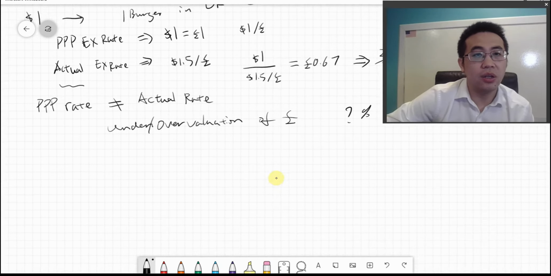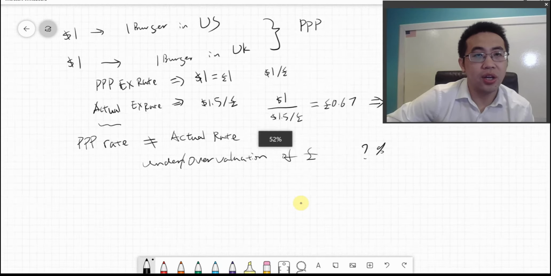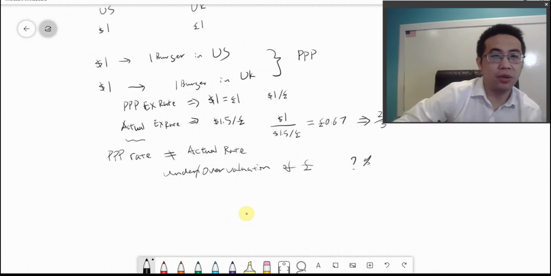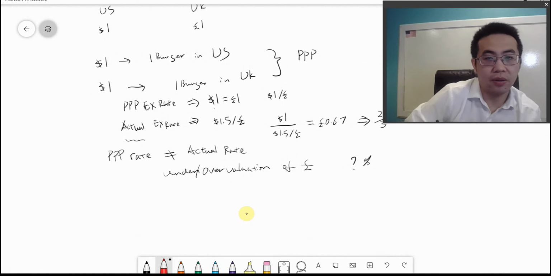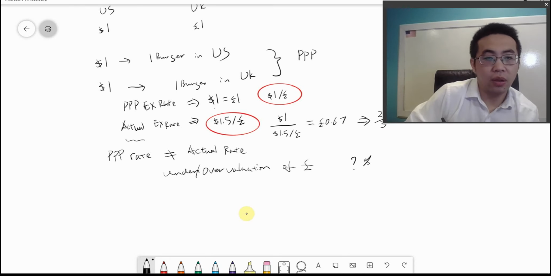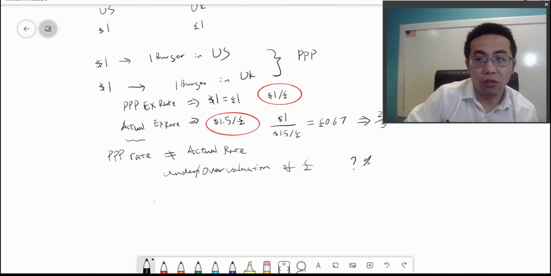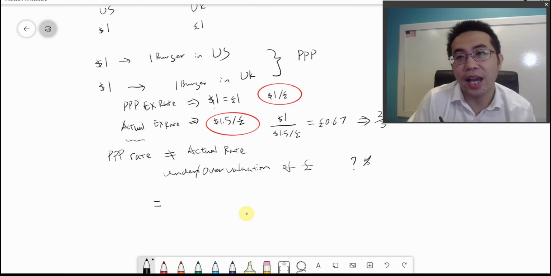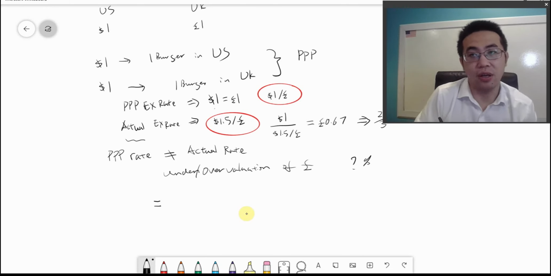Alrighty, so what would be the exchange rate, the PPP rate here? As I said earlier, this is $1 per pound, and the actual rate is $1.5 per pound. Then the undervaluation or overvaluation: if the number is negative, that's under. If positive, it's over.